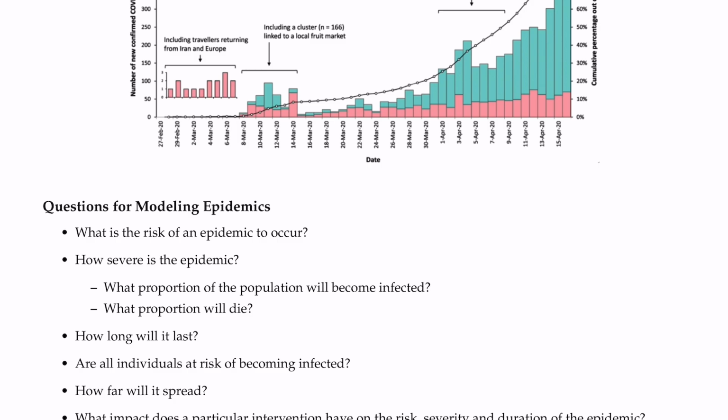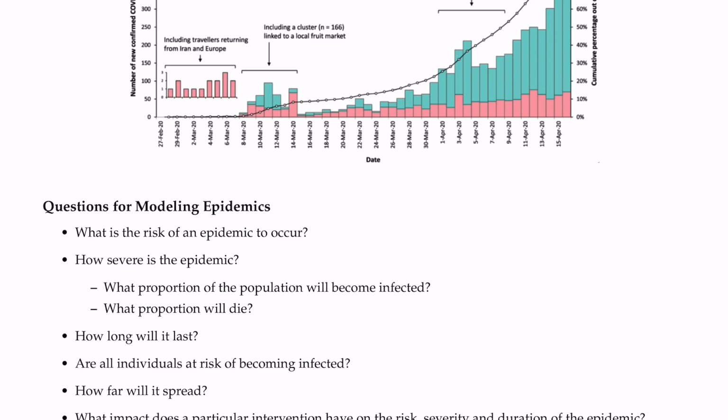How long the epidemic or infectious disease is going to last. Right? So it's obviously going to be different from one disease to the other. Are all individuals at risk of becoming infected? And how far will it spread? This one depends on effective interventions, such as in COVID-19 cases.